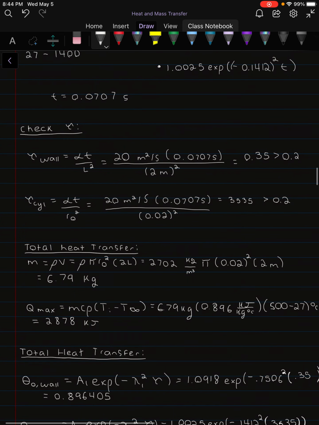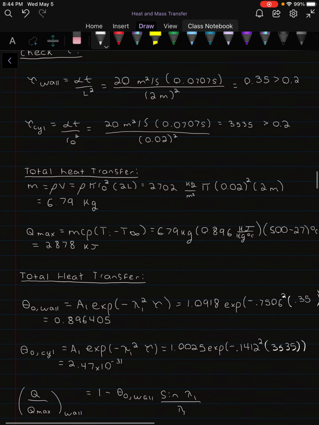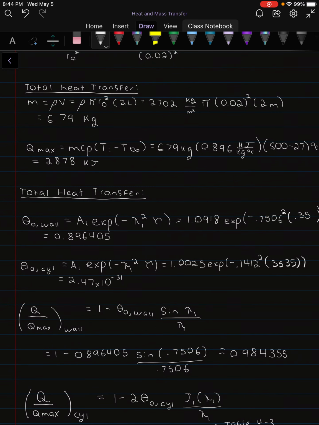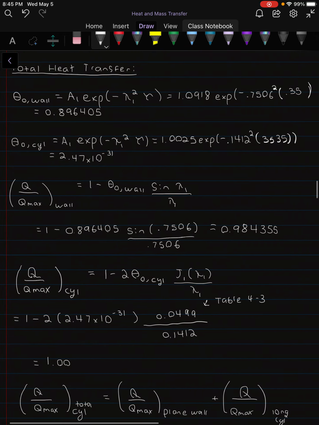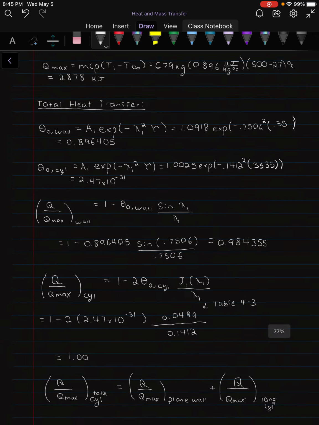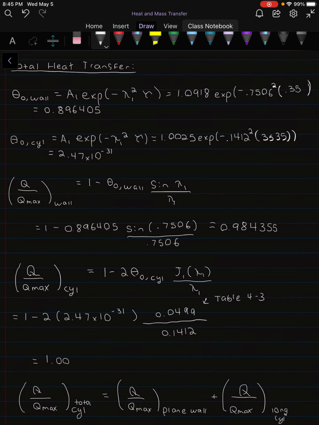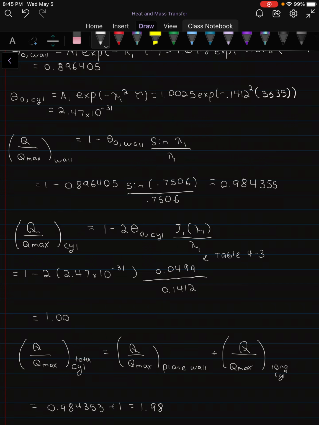We then want to check that tau is greater than 0.2, which is true for both. And then our total heat transfer is equal to m times rho times v. Our mass is 6.79 kilograms. Then our Qmax is 2,878 kilojoules.